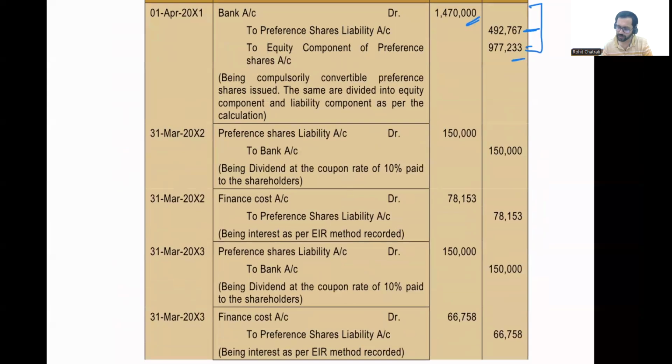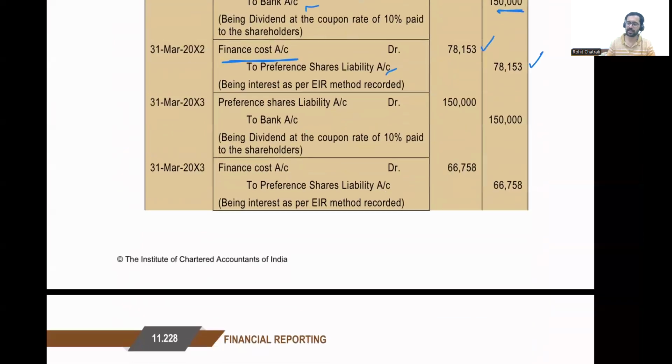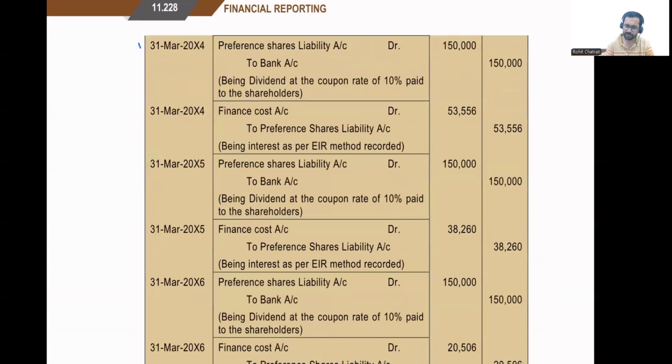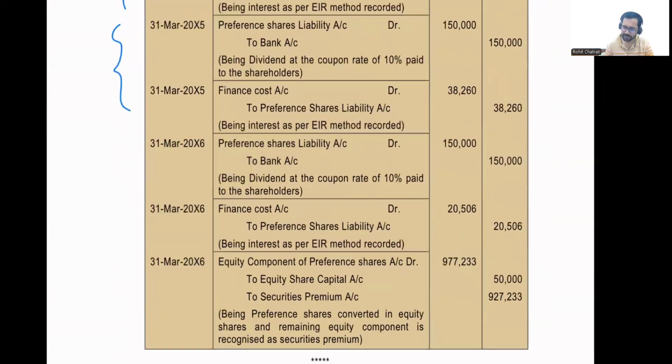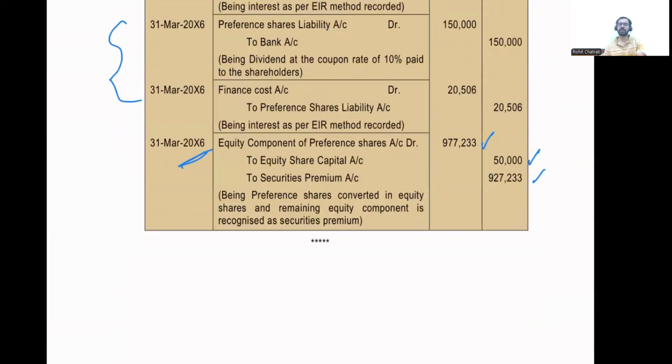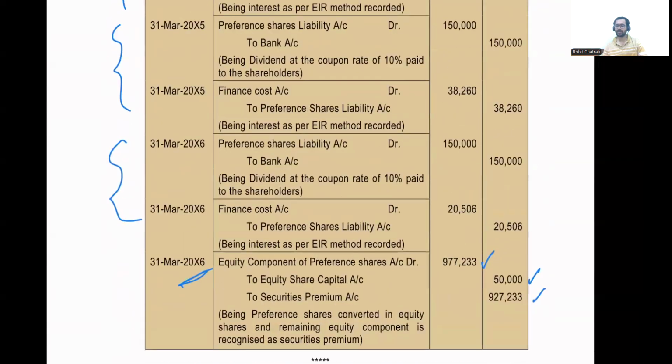Every year what we are going to do is recognize finance cost or interest expense. 78,153 is the finance cost credit liability, and we are going to debit liability and credit bank for the payment of dividend. That is going to be the journal entry every year. This is 31st March 22, 31st March 23, then 31st March 24, 31st of March 25, and 31st of March 26. On the 31st of March 26, these are going to get converted mandatorily into equity shares. Therefore, you debit the equity component, credit share capital by the face value, and credit share premium by the remaining amount. All right, so that is how we are going to solve the answer.